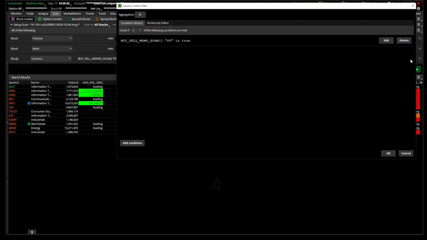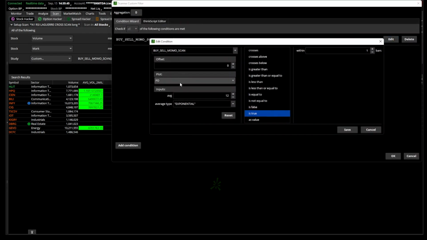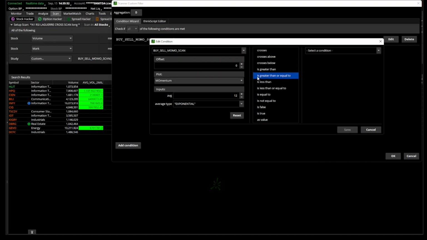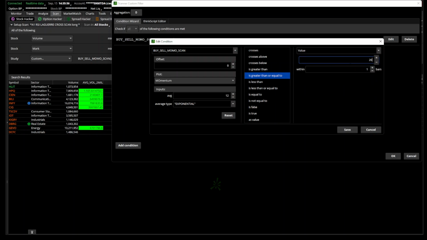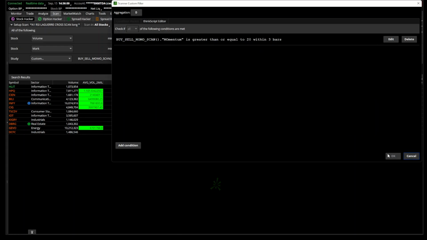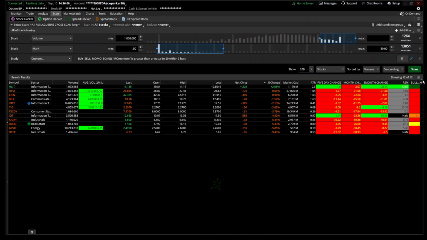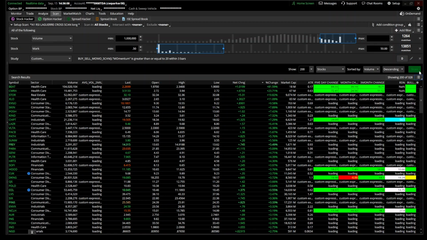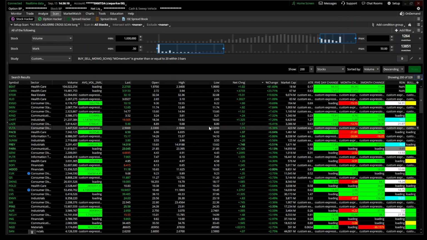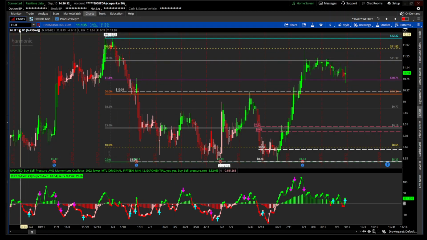But this go around, we can look at the momentum, and we're going to change this to a value. So we're looking for a value that is greater than or equal to 20, just saying that the momentum average, the buy sell volume average, is above 20%. So we got a lot of stocks. So CMRA, we'll go check that one out.